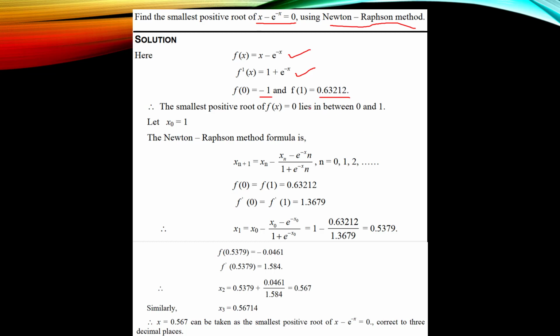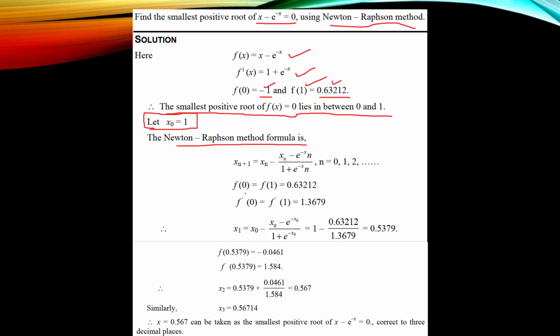By these initial values, we understood that the smallest positive root of f of x is between 0 and 1, because the value is changing from a negative value to a positive value. So that means the root is in between, the method of false position. Okay, so let x0 is equal to 1. We're assuming that x0 is 1. So we got the initial value, which is very important in the Newton-Raphson method. Then the Newton-Raphson formula is given by xn plus 1 is equal to xn minus f of x by f dash of x.